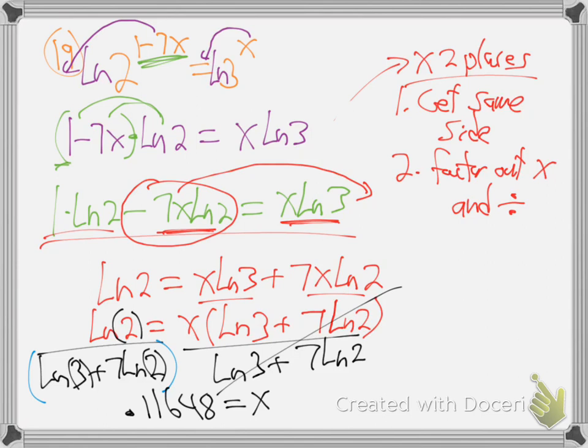Getting that 0.11648 thing? Good there. Is that okay? Questions on that one I can answer? Very good. So this will come up a lot, even in calculus. X in 2 places: get them on the same side, factor out and divide. All right, I'll move on if you're okay.